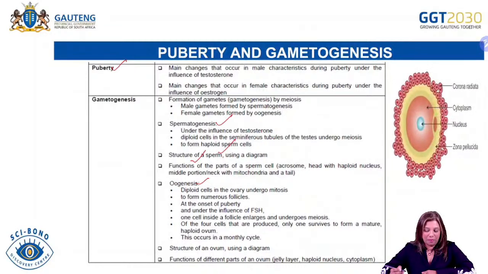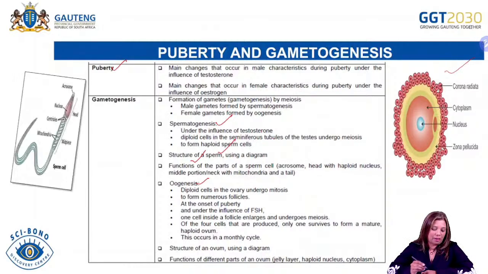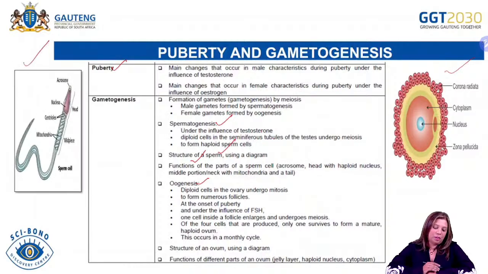So there we have a diagram of the ovum and our diagram of the sperm cell. So that's basically where our goal is towards today. We are looking at how the ovum is brought about and how the sperm cell is brought about, the haploid ovum and the haploid sperm cell.